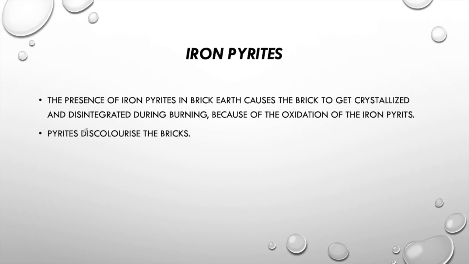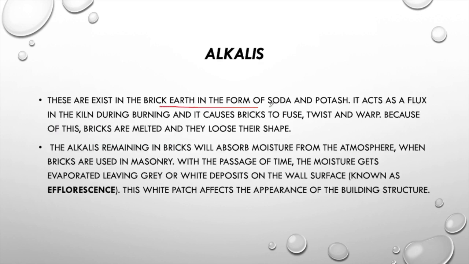Now, iron pyrites. The presence of iron pyrite in the brick earth causes the brick to get crystallized and disintegrated during burning because of the oxidation of the iron pyrite, and it discolors the bricks. The alkalis present in the brick in the form of soda and potash act as a flux in the kiln during burning, and it causes the bricks to fuse, twist, and warp. So these are harmful for the bricks. Because of this, bricks are melted and they lose their shape.